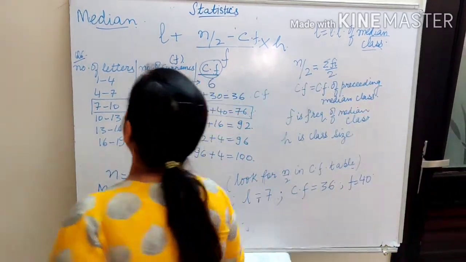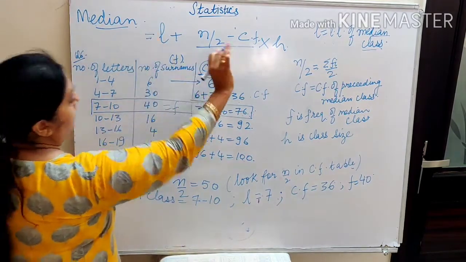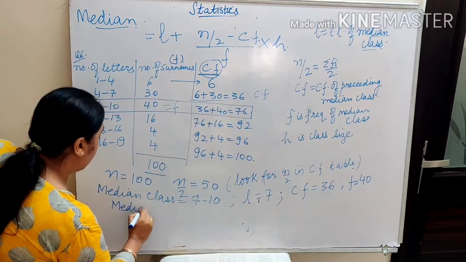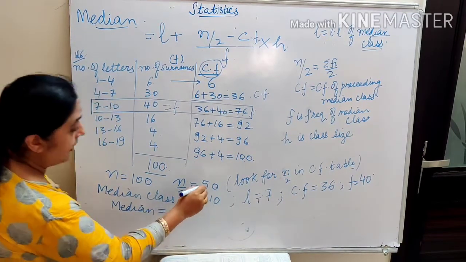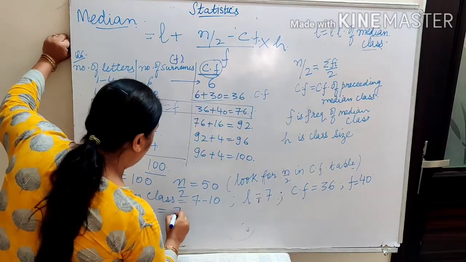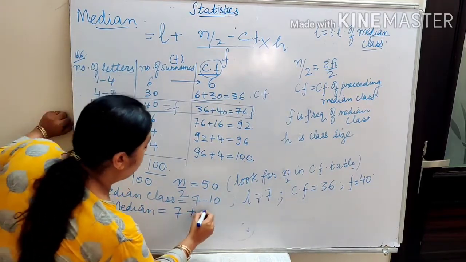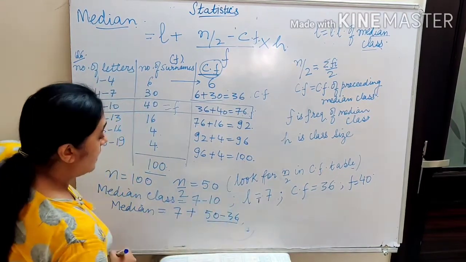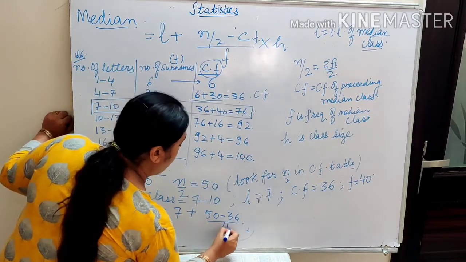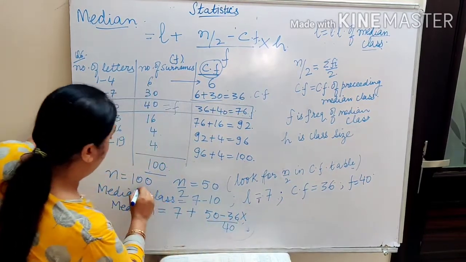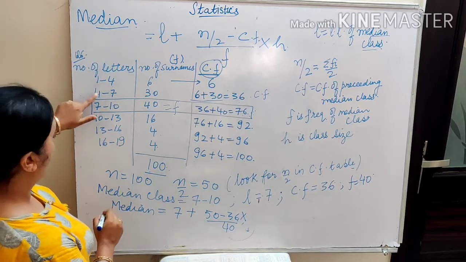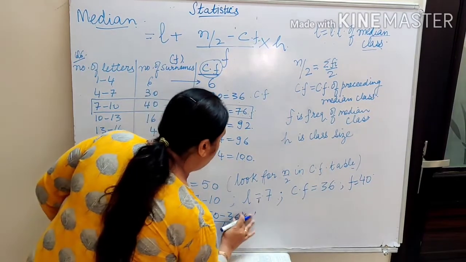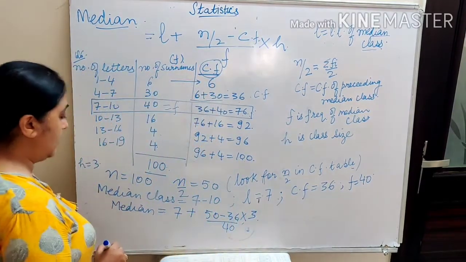Now we have all the terms which we require to find out median. So now we will calculate the median. What is the median? Median comes out to be L, what is L, 7, plus n by 2. n by 2 is 50, minus CF, that is 36, upon F. F comes out to be 40, and H, what is H here? 1 to 4, 4 to 7. H also has to be written. H comes out to be 3. Right? So let us do the calculation.